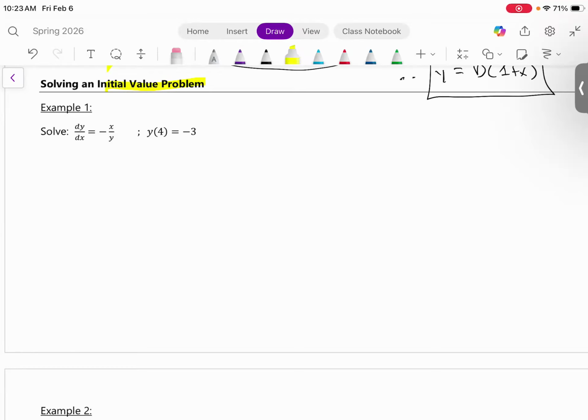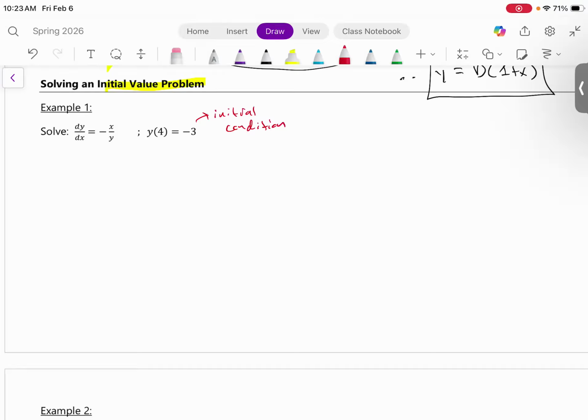Looks a bit familiar to an equation we've been working with before, but we have dy over dx equals negative x over y, and we have this initial condition y of 4 equals negative 3. So we want to solve this differential equation, and then we want to figure out what the constant is.